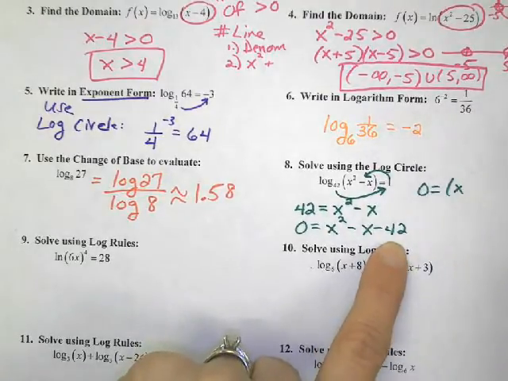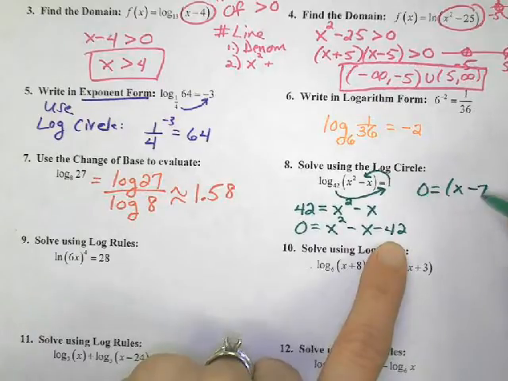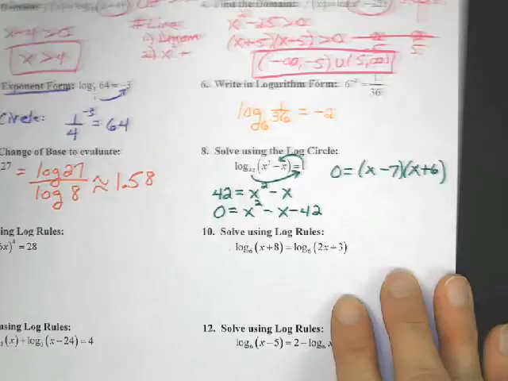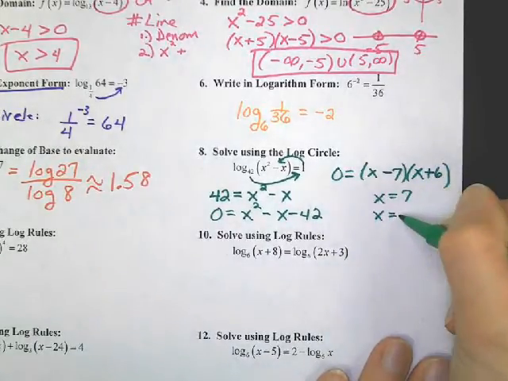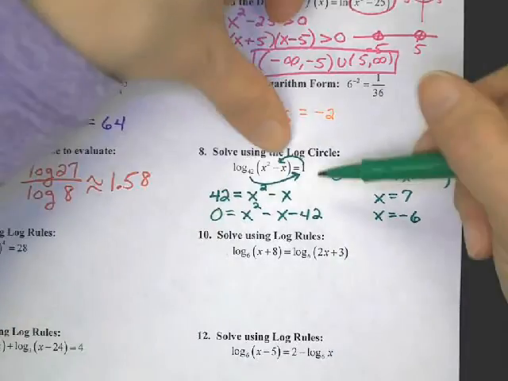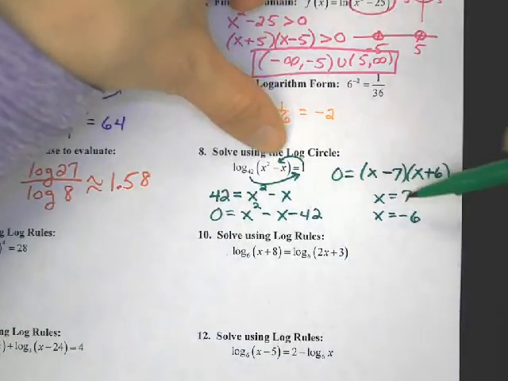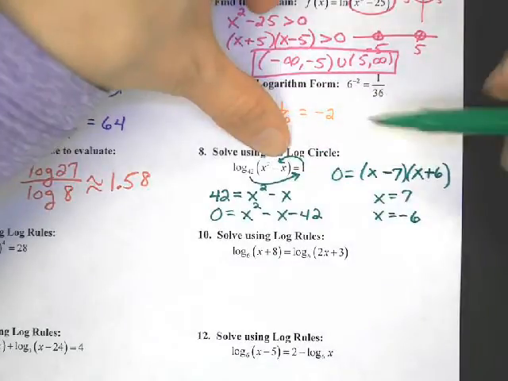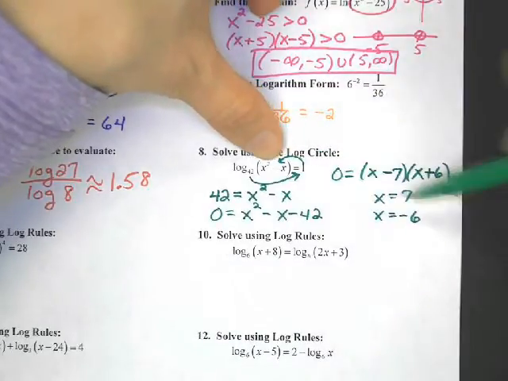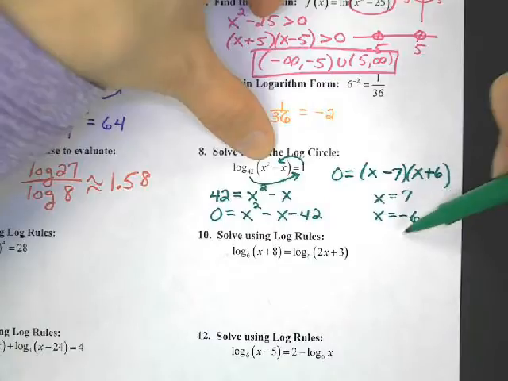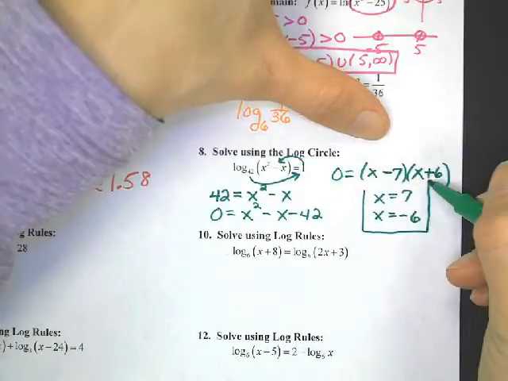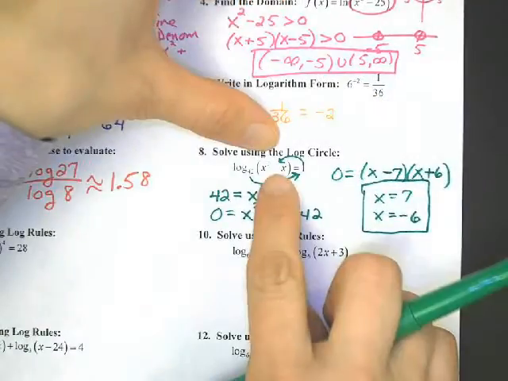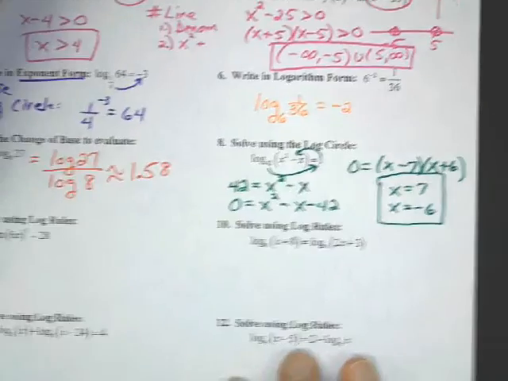We have x minus 7 times x plus 6. So the answers are x equals 7 and x equals negative 6. Whenever you're doing a log problem, we should probably make sure that the argument is not negative or 0. I think 7 is going to be okay. What about negative 6? Negative 6 squared is 36. Oh, both of them are good. You check in the original equation.